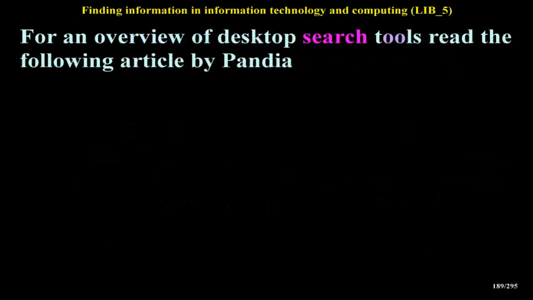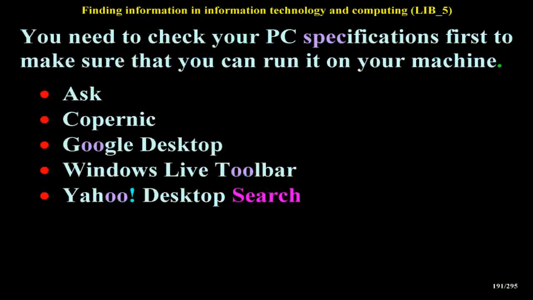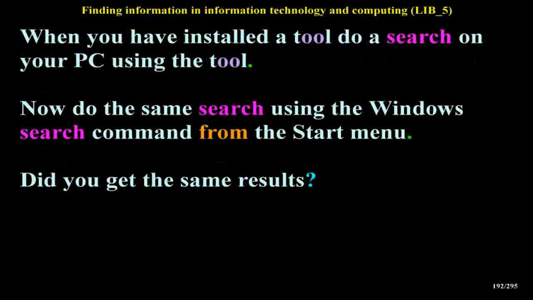For an overview of desktop search tools, read the following article by Pandia. Activity. Download one of the following desktop search tools. You need to check your PC specifications first to make sure that you can run it on your machine. Ask Copernic, Google Desktop, Windows Live Toolbar, Yahoo Desktop Search. When you have installed a tool, do a search on your PC using the tool. Now do the same search using the Windows search command from the Start menu. Did you get the same results?